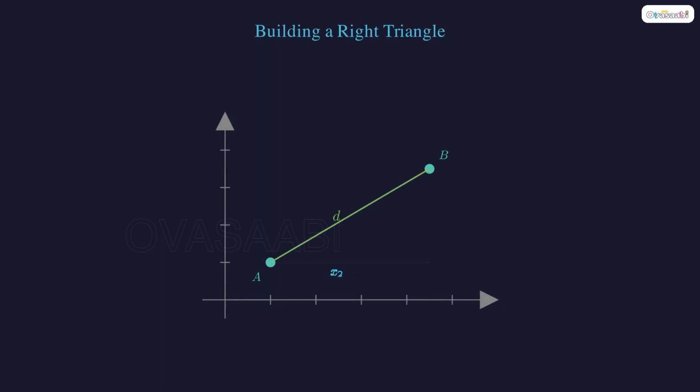We draw a right triangle. The horizontal side is the difference in x values. The vertical side is the difference in y values. The distance is the hypotenuse.